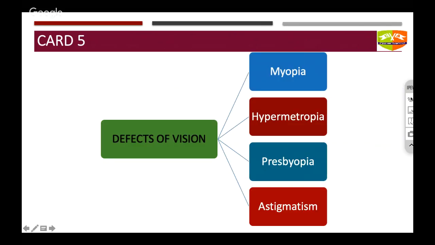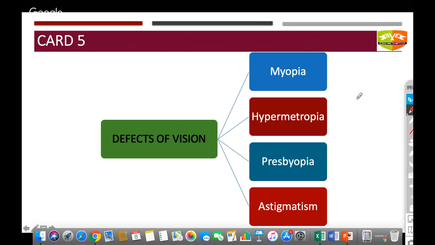The other part of human eye is, so here you see there are 4 defects of vision I have taken here. Cataract I have left out because I don't think it is there in your syllabus. I have taken 4 different defects of vision. First one is myopia, which is also called short-sightedness. The second one is hypermetropia, which is your long-sightedness. The third one is presbyopia, which is hypermetropia due to aging, and the fourth one is astigmatism.